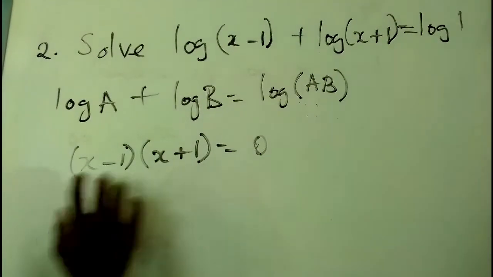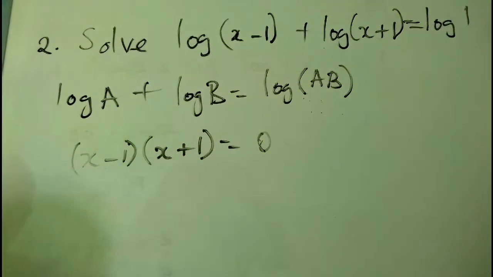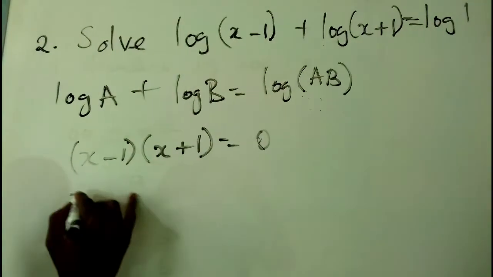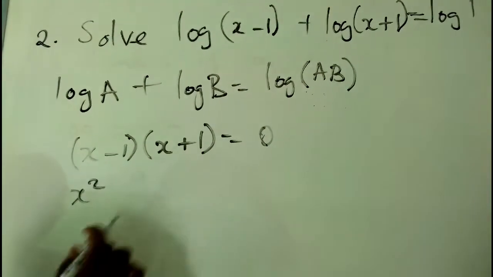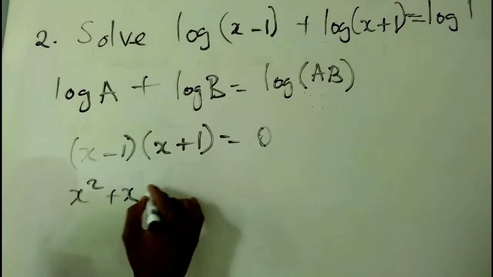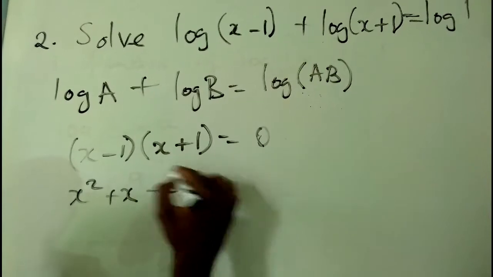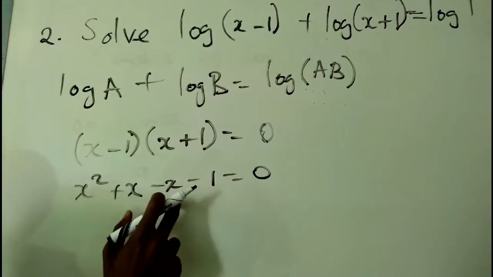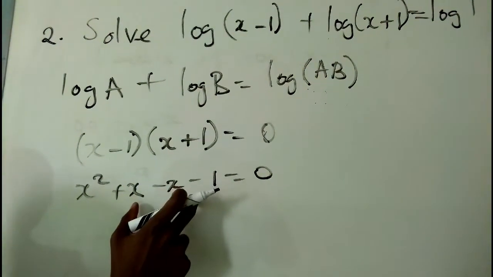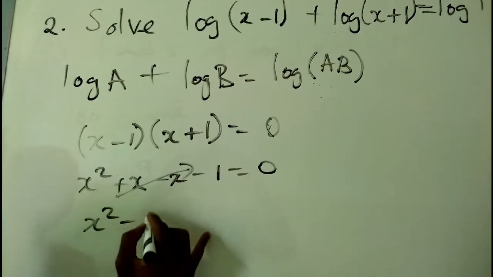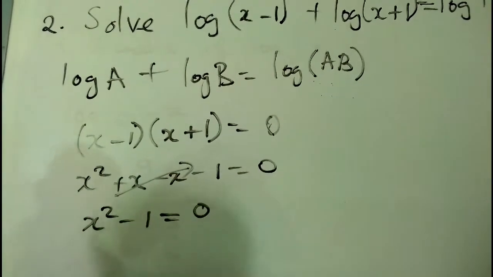So we are going to be solving this equation by expanding the bracket. So we have x times x, which is x squared. Then x times 1, which is x, then minus x here. And then we get our minus 1, which is equal to 0. Then if we add this x and subtract x again, they cancel each other. So we have x squared minus 1 equal to 0.